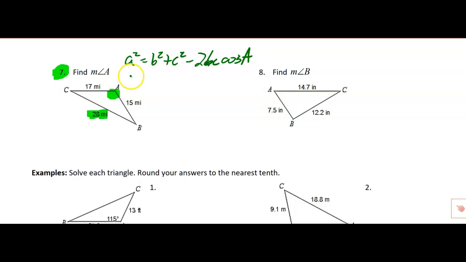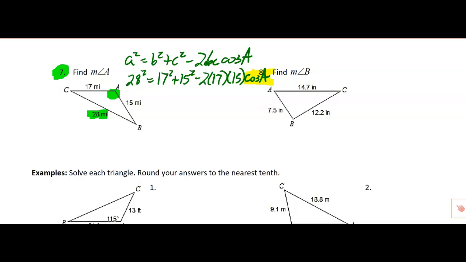All right. A squared, oops, sorry, 28 squared equals 17 squared plus 15 squared minus 2 times 17 times 15 times cosine of A. The challenge here is that you're actually solving for cosine of A, and you actually do have to do algebra on this. Here is the problem that occurs, okay?